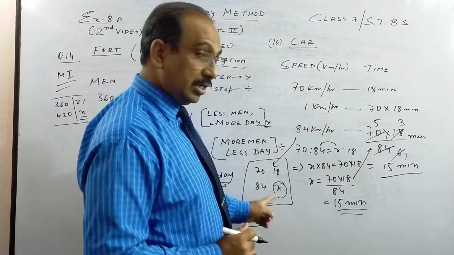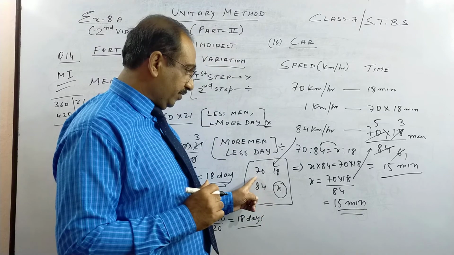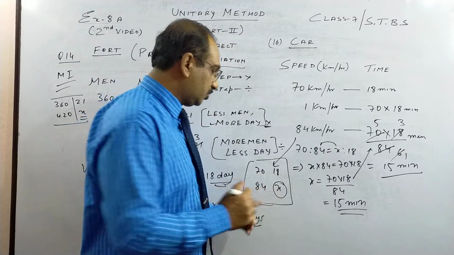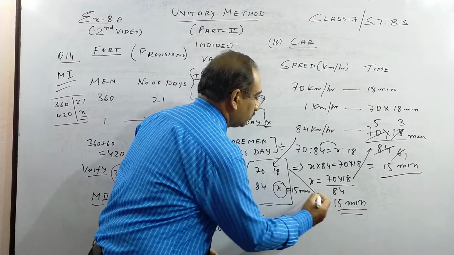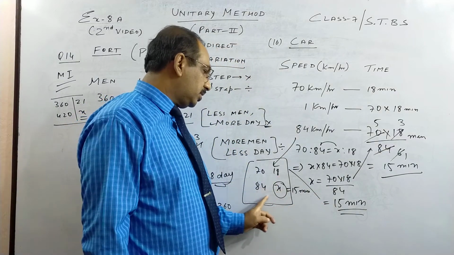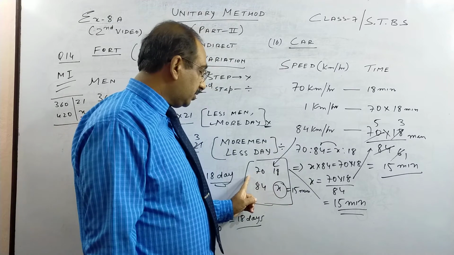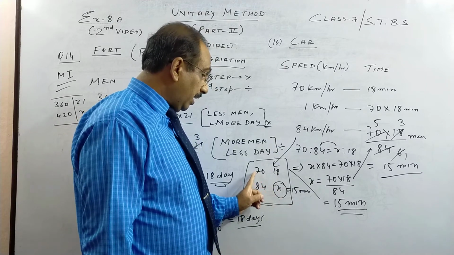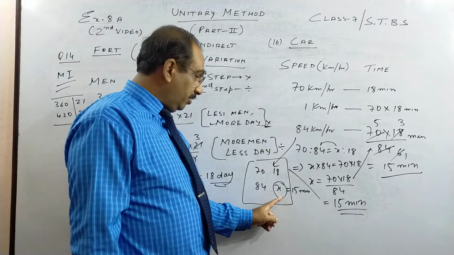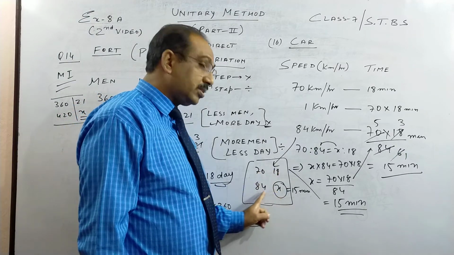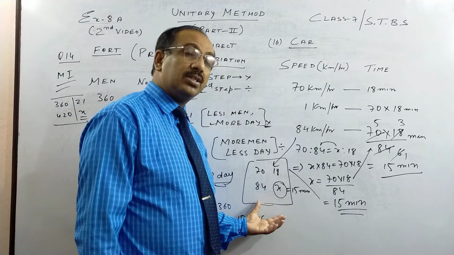And one last thing, again I am reminding you, in inverse variation, this into this, so you get the answer 15 minutes. See the unit also, take care. So this into this is this into this. In direct variation, another thing is we have this into this and this into this, crisscross. But inverse is this into this is this into this. Why I am telling you this: you can check your answer.